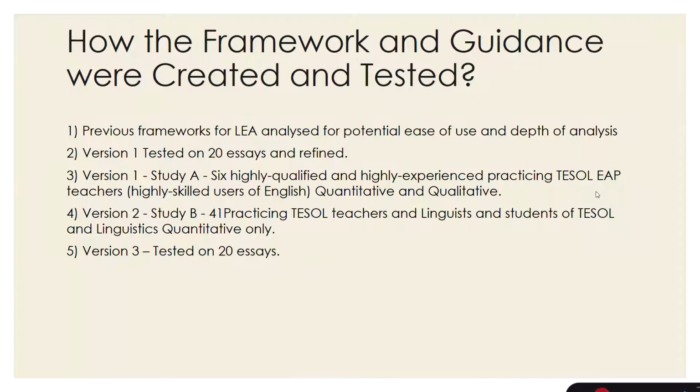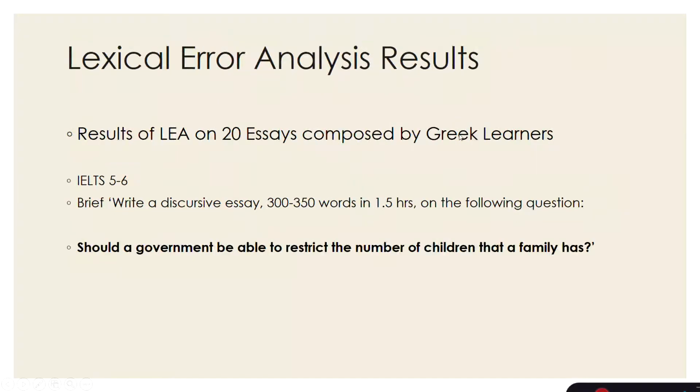So next, I'd like to share with you the results of the lexical error analysis using the 20 scripts from Greek learners. These students were enrolled in a private language school in Athens, studying for IELTS. They were about IELTS 5 to 6 on average. They'd been taught English for approximately 8 years for 2 hours a week. Their essay brief was, should a government be able to restrict the number of children that a family has? Participants' ages ranged from 18 to 26 years old. They were a mixture of males and females.